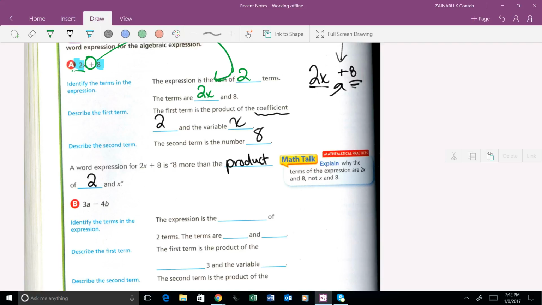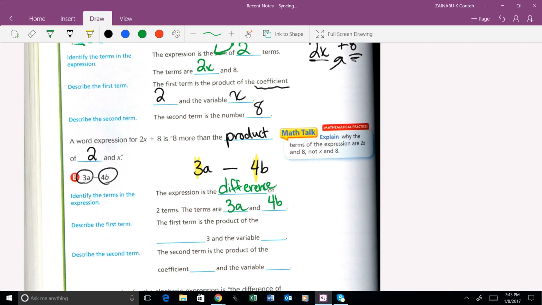Now 3a minus 4b. Well, do we have terms here? You betcha, we've got two different terms. 3a, 4b. 3a and 4b are two terms. What are the coefficients? Well, the coefficients happen to be 3 and 4. Okay. Well, in this particular expression, this expression is a subtraction expression, so we're looking at the difference of two terms. The terms are, in fact, 3a and 4b, as we mentioned already.